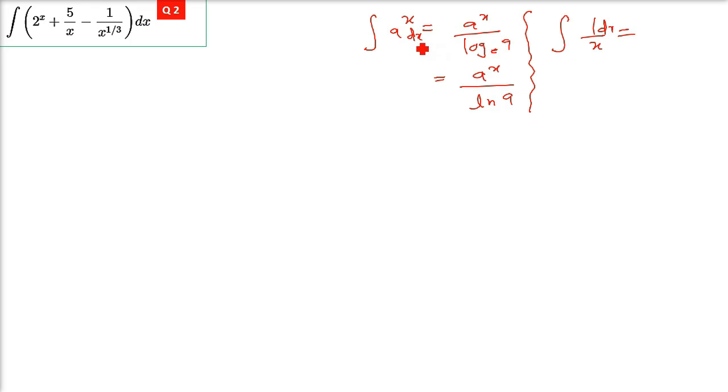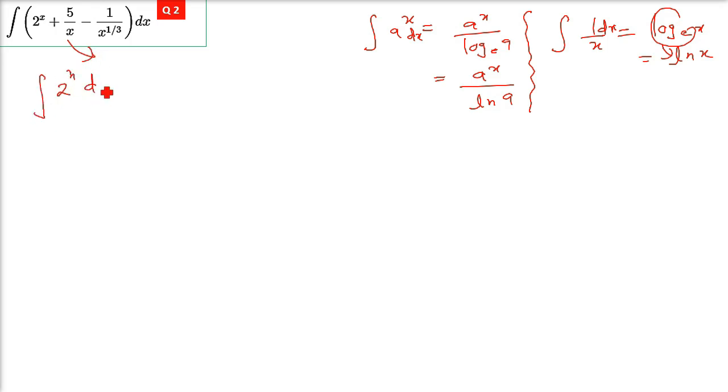I'm not writing dx, please remember. If I forget to write dx, that simply means you have to write dx. Dx will always be there. Every time it will be there. So 1 by x integration will be ln x. Log base e x is ln x. Now this we will use normally because it's the most standard result of integration.